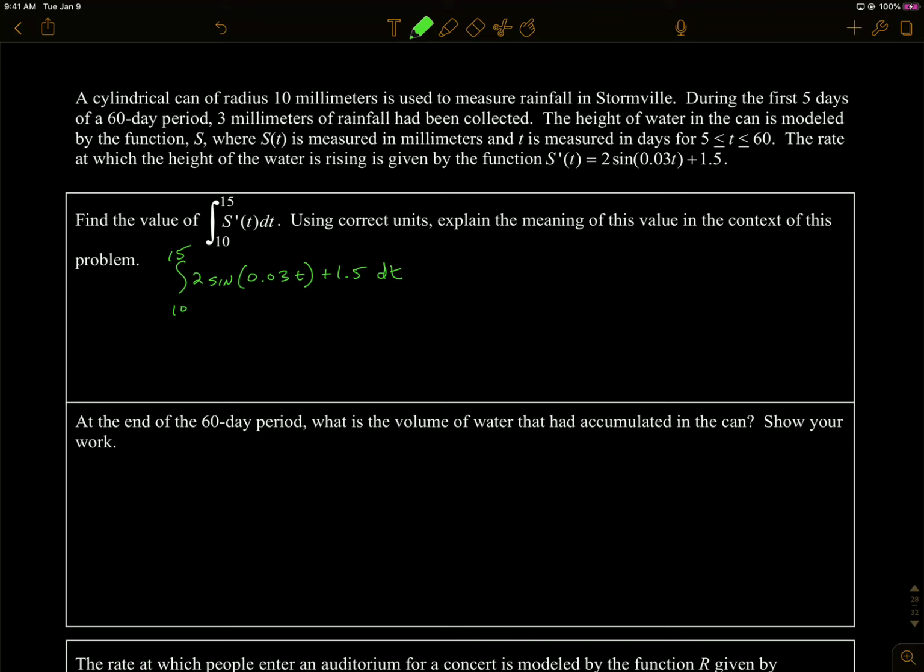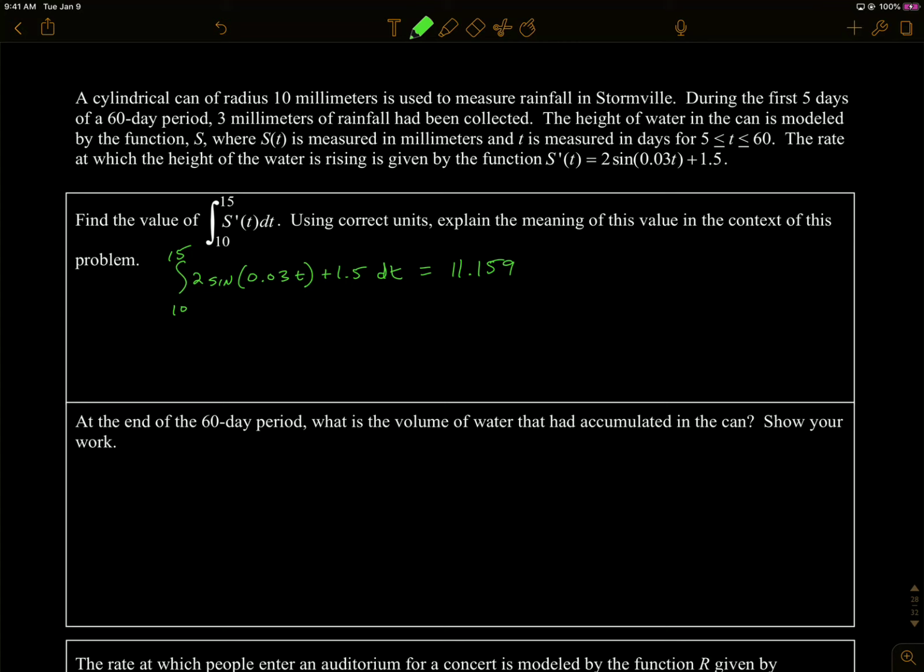We do that on our calculator, fnInt, and we get that number. Now, what is it? This was a rate, and it was measured in what? They measured height in millimeters, and time was in days. But that was a rate. We now integrate a rate to just get an amount.